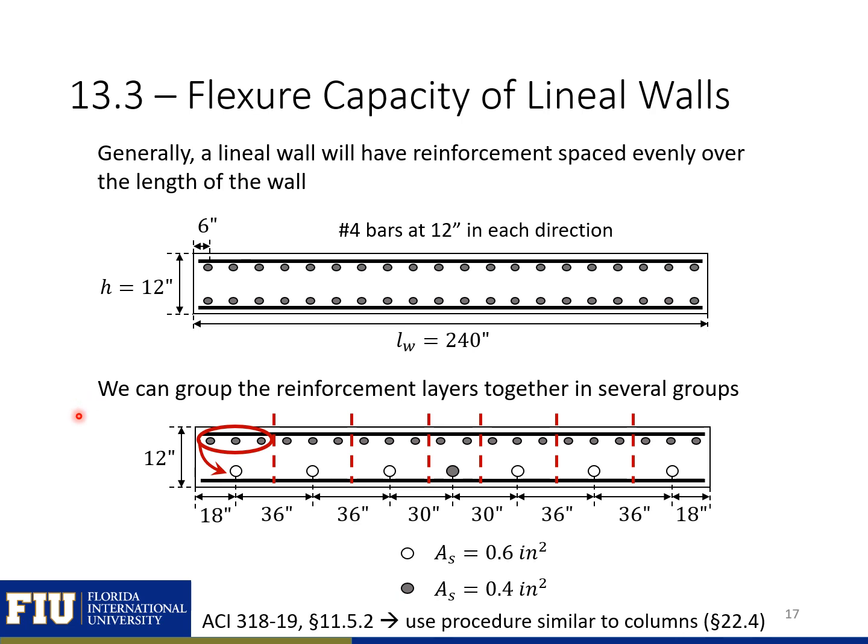What we can do is we can group this reinforcement into different layers to simplify our analysis. So here I'm grouping 3 bars into one layer. So we will have one group of number 4 bars here at 36 inches, one at the center, and then on the other side spaced at 36 inches. ACI 318 tells us that we can use a procedure similar to columns to analyze our walls. So that's what we'll do on the next couple slides.